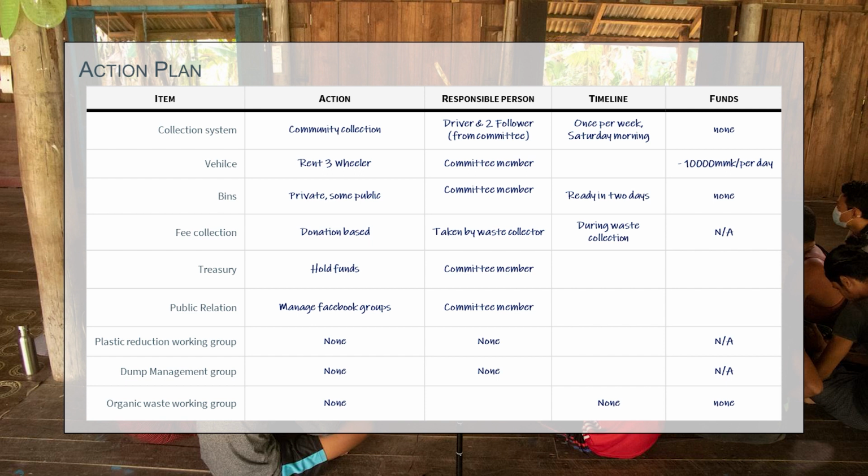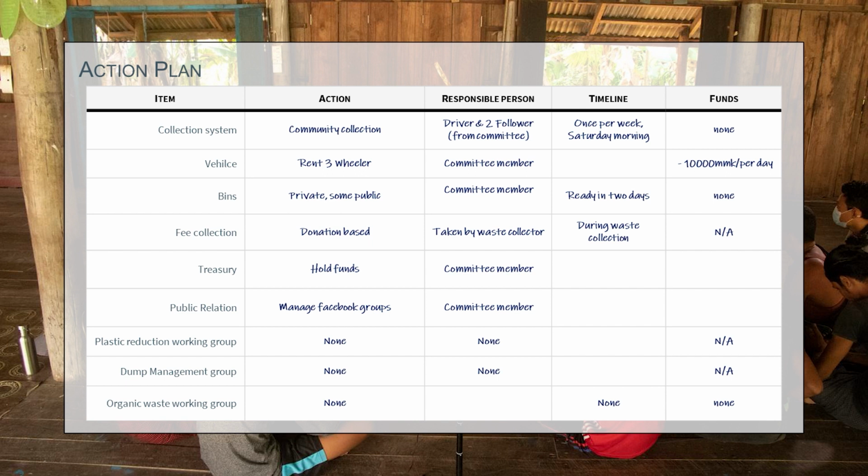As a vehicle, they will rent a 3-wheeler. The responsible person also is one of the committee members who owns this 3-wheeler. The committee will pay 10,000 Kyat, which is roughly $5 per day of rent.